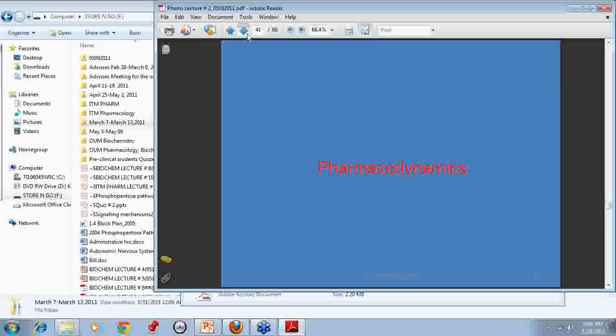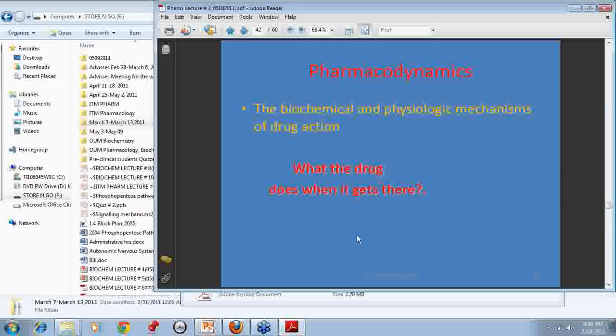Pharmacodynamics, what are we interested in? What the drug does when it gets there, right? Pharmacokinetics is what the body does to the drug, how it handles the drug, how it distributes the drug. We dealt with this, how you eliminate the drug. But here, what does the drug do when it gets to the biological system? The target here is receptors.